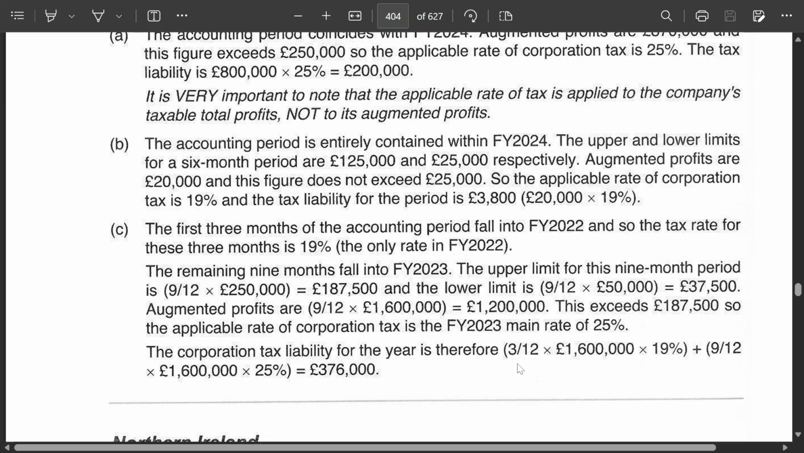So you see what they're doing. The total number is 1.6. So 3 by 12 into 1.6, that's a TTP actually. This is the taxable total. There are no dividends in this case.